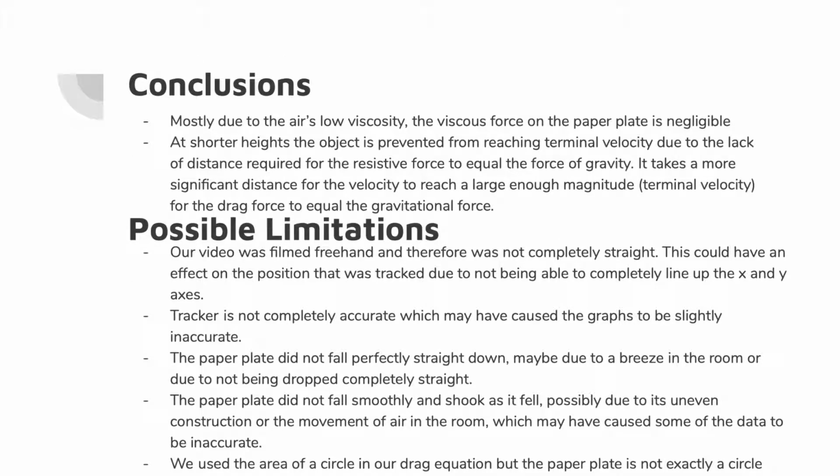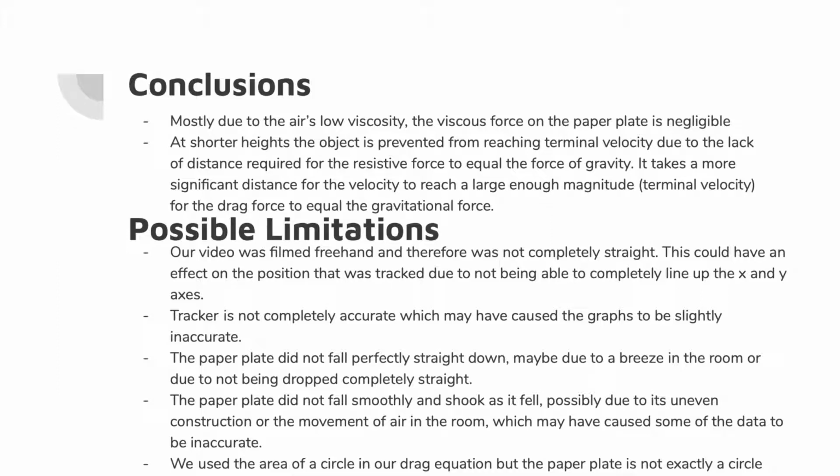So for our conclusions, we found that mostly due to the air's low viscosity, the viscous force on the paper plate is negligible. At shorter heights, the object is prevented from reaching terminal velocity due to the lack of distance required for the resistive force to equal the force of gravity. We also see that it takes a more significant distance for the velocity to reach a large magnitude, terminal velocity, for the drag force to equal the gravitational force.